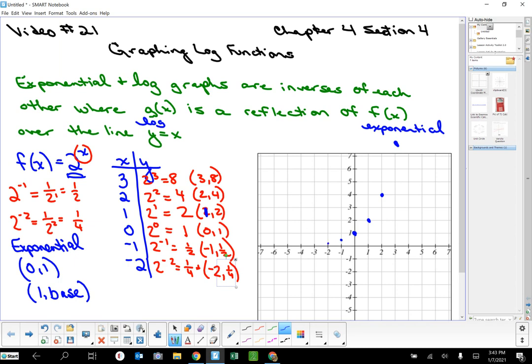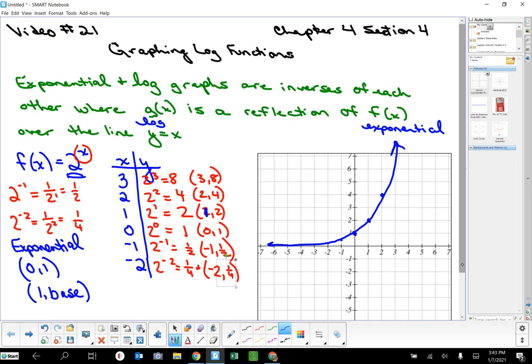And at this point, we're getting really close to the x-axis. So I'm going to draw in my curve here, which is going to look like this, and it will approach but never touch, in theory, the x-axis, right? Okay, well, check this out.